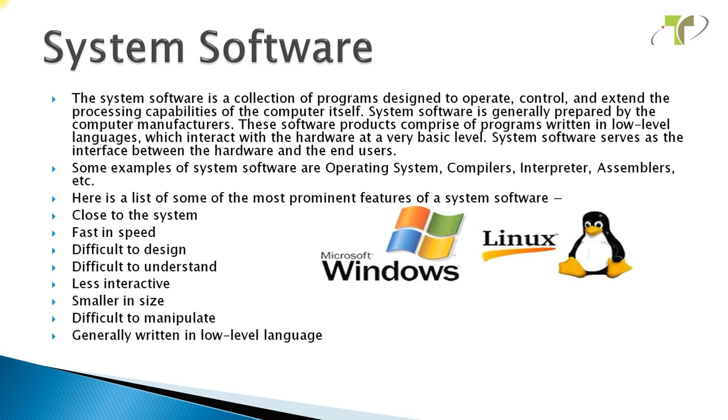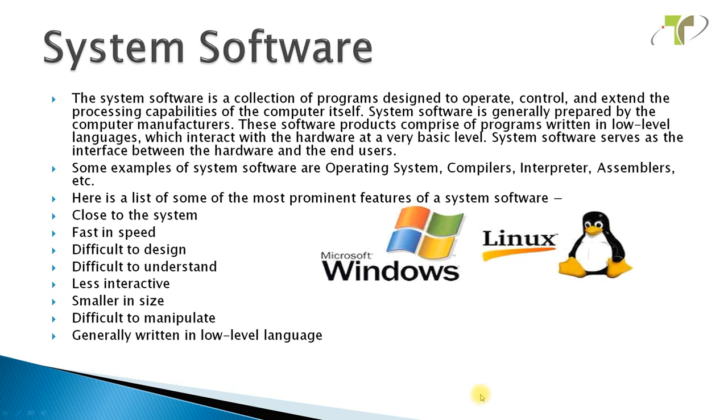Examples are given. The system software are operating system, compilers, interpreter, assemblers, etc. So these are the system software which comes along when it is manufactured. Here is a list of some of the most prominent features of the system software.